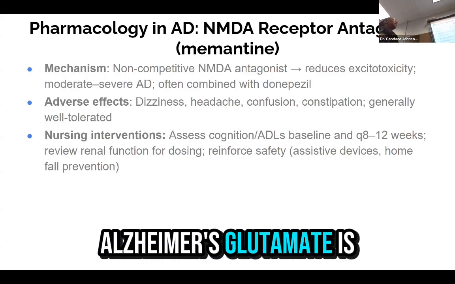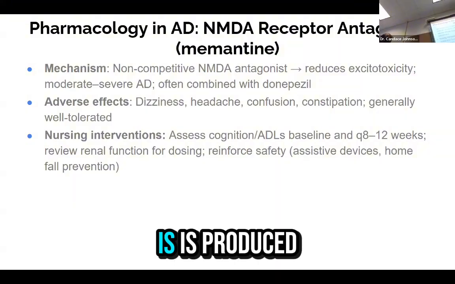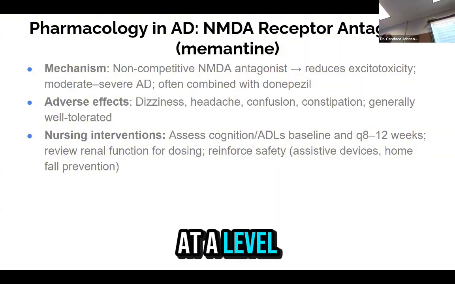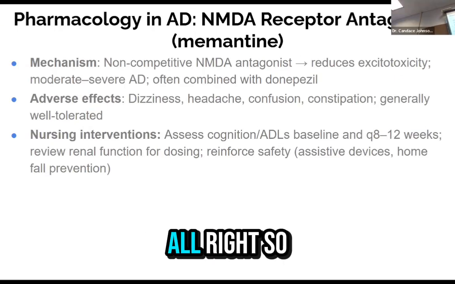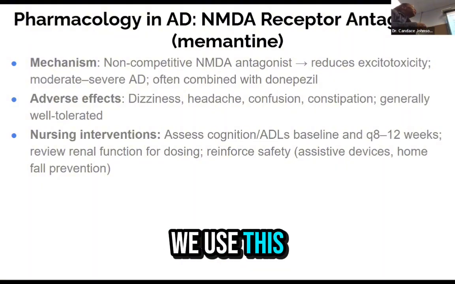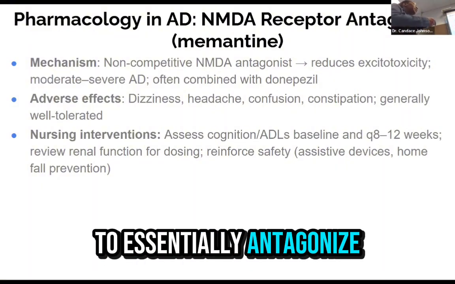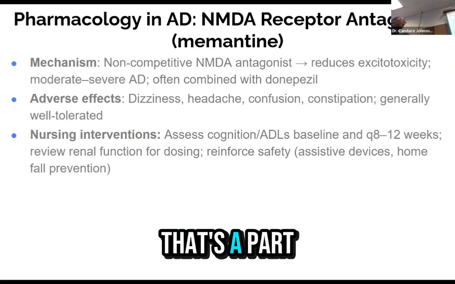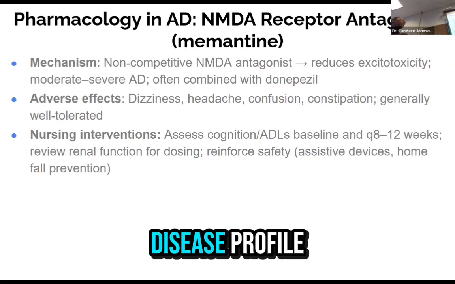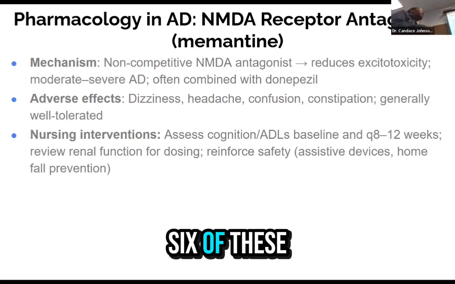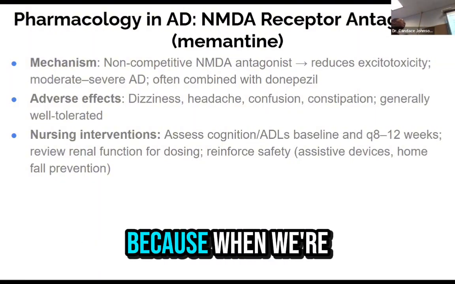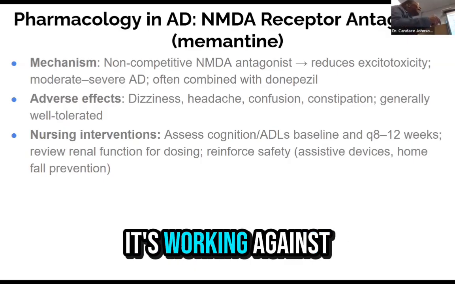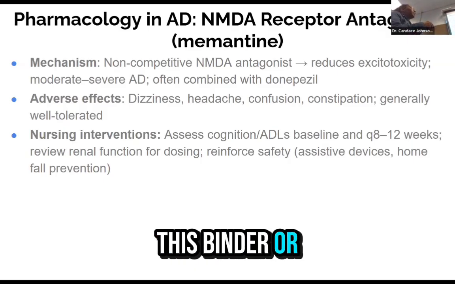All right, but with Alzheimer's, glutamate is produced at a level that we might want to reduce. So we can reduce the excitotoxicity. So we use this to essentially antagonize this receptor that's a part of the Alzheimer's disease profile. All right, I've probably thrown about 6 of these at you today.